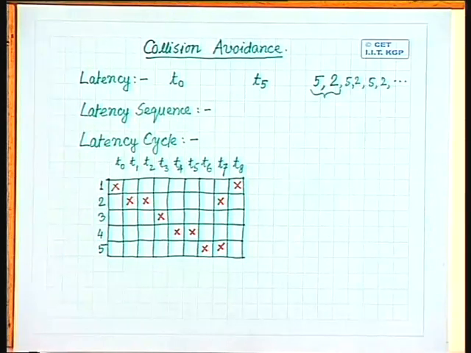Okay. For simplicity, I'll assume that the pipeline is a unifunction pipeline. That means only one function can be computed on that pipeline. However, the concept that I am discussing can also be generalized for a multifunction pipeline like the one that we have discussed, where the pipeline can compute two functions A and B with two different reservation tables. Okay. Now, even if the pipeline is a unifunction pipeline, then also the collision can occur.